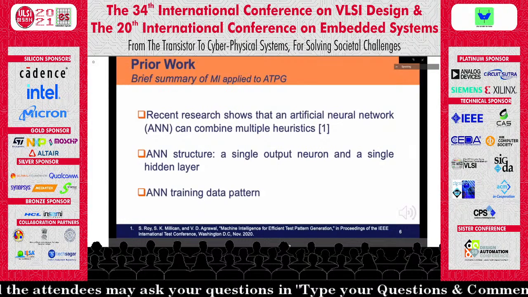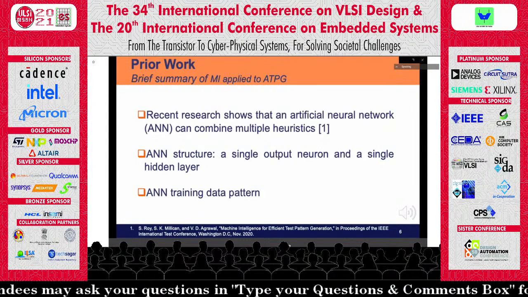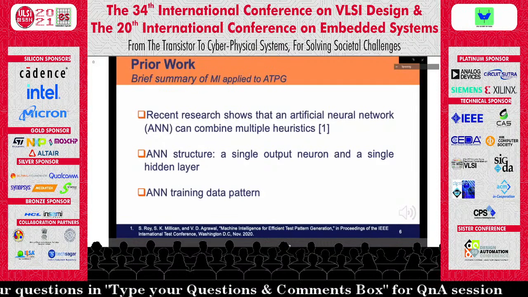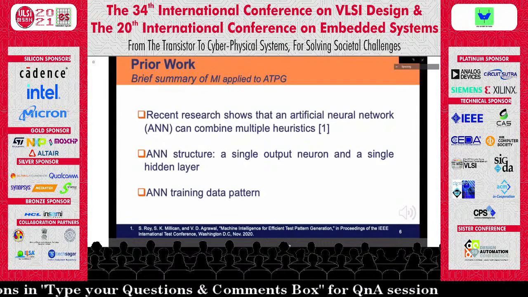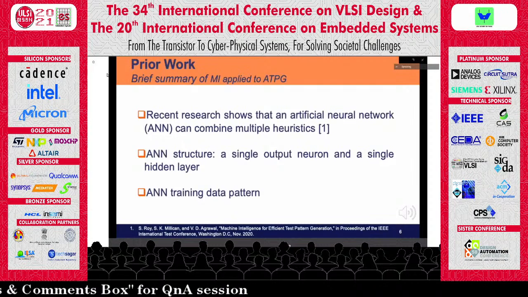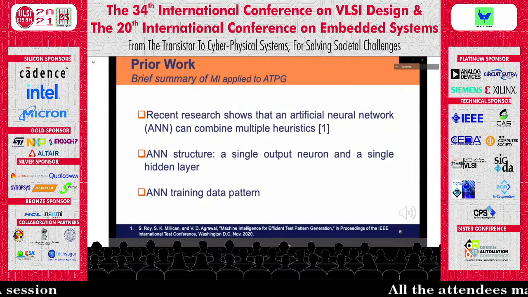Recently, the International Test Conference, ITC 2020, published our research work, which shows that an artificial neural network, ANN, can combine multiple heuristics to guide an automatic test pattern generator, ATPG, with fewer backtracks than required by guidance from any single heuristic. We are going to reuse the same ANN structure that has a single output neuron and a single layer of hidden neurons, which is sufficient to accommodate the training data volume.